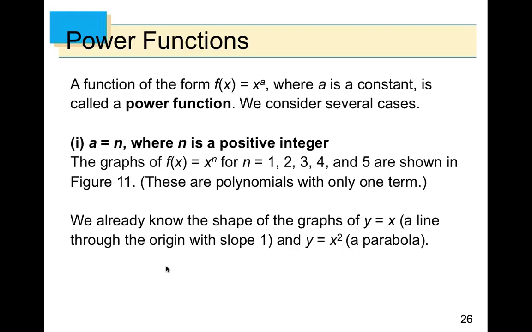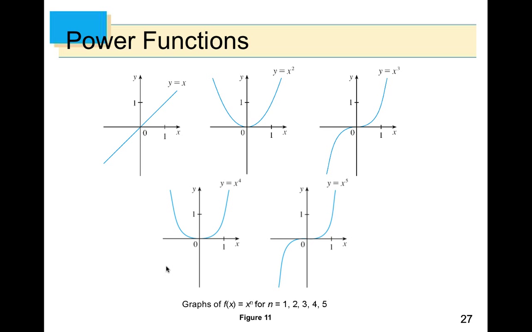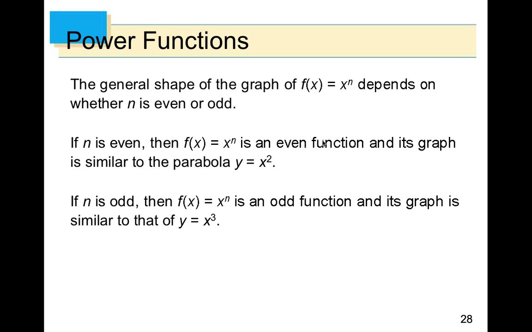So, for example, we know that y equals x is a line through the origin of slope 1, y equals x squared is a parabola, and these are all those functions. So this is y equals x, and these are all power functions. They're essentially polynomial functions with just a single term. Now, if we start to get a little bit more into it, the general shape of the graph of f of x equals x to the n depends on whether n is even or odd. If n is even, then f of x equals x to the n is an even function and its graph is similar to the parabola.